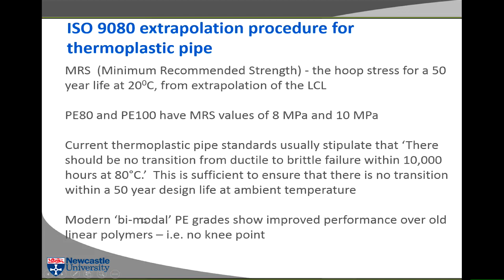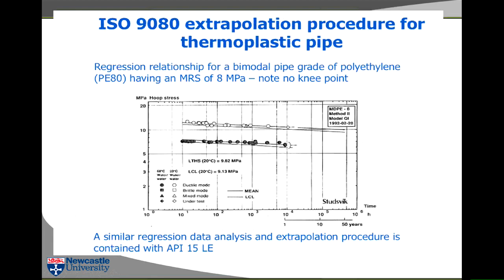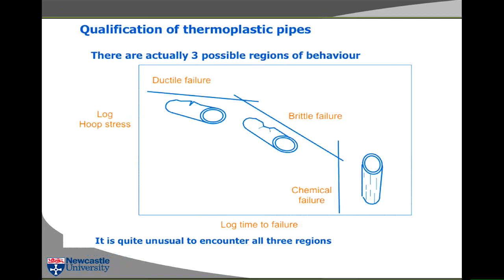Now, the modern types of polyethylene grades. I'm still not going to get onto, I need to talk about the polyethylene grades, which I will do next time. But if you look at these curves, there are actually three possible. If you look at hoop stress versus time to failure, there's ductile failure, which we've talked about. There's brittle failure, which we've talked about. And in principle, you can get chemical behaviour, where you see all the little cracks in the wall of the pipe.